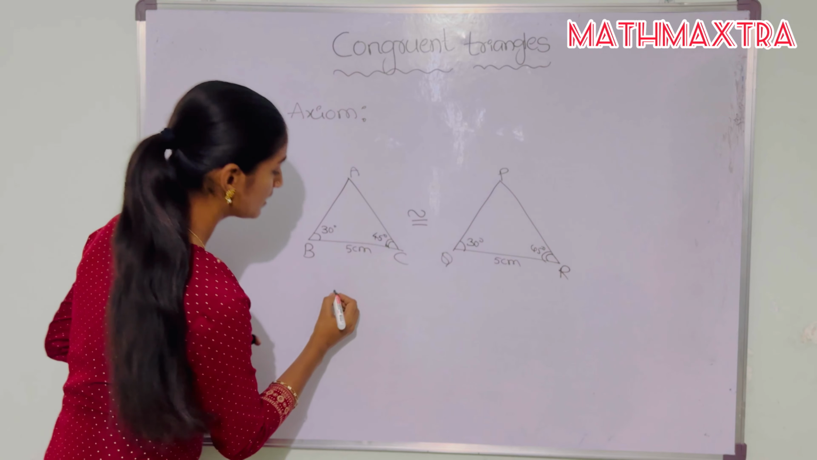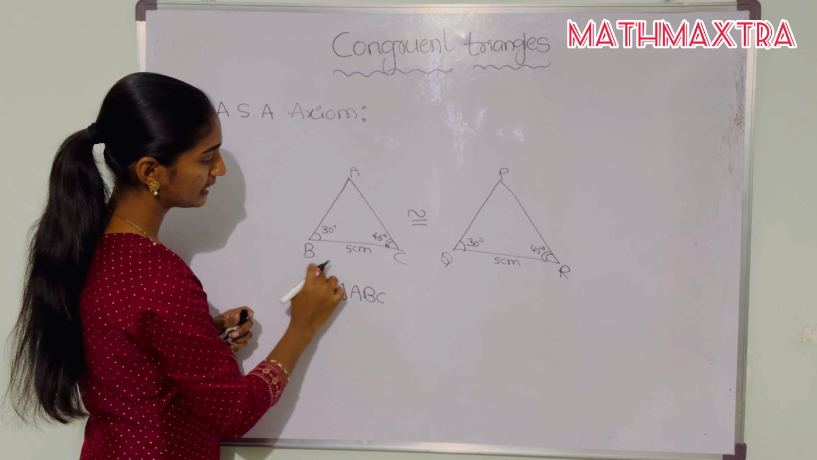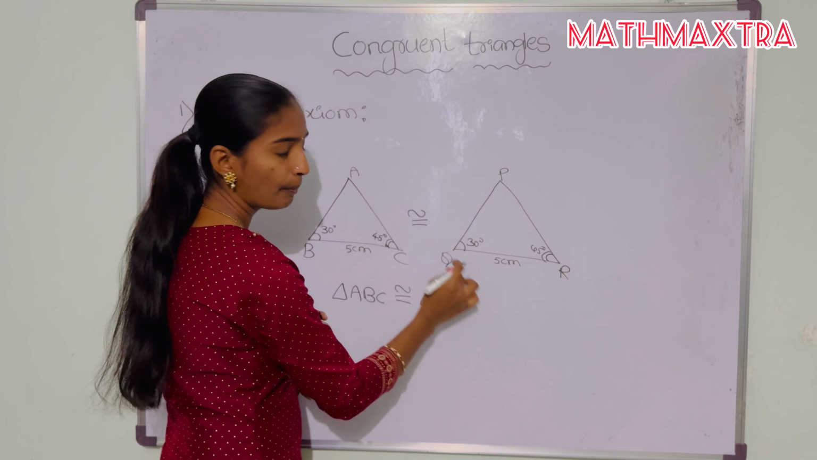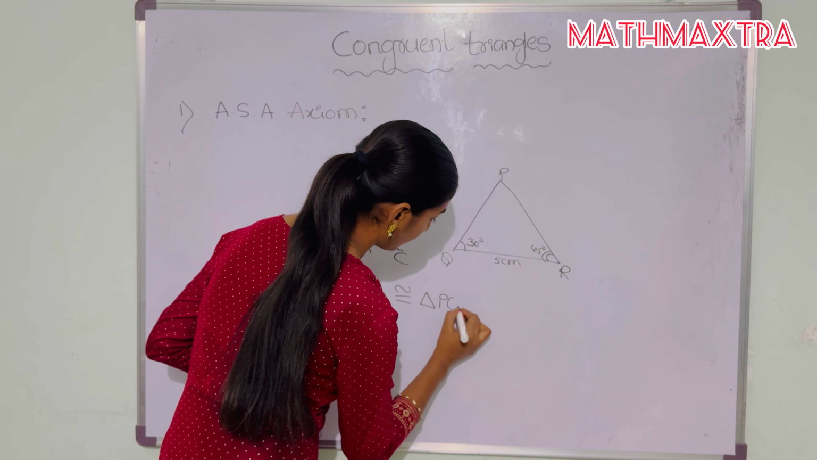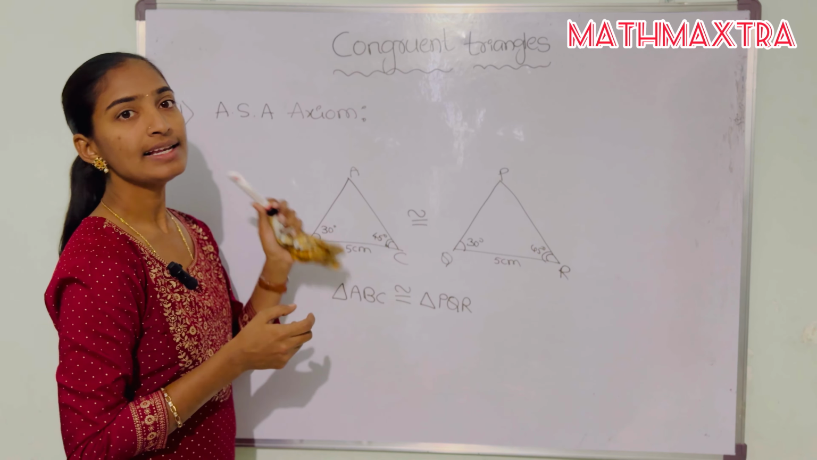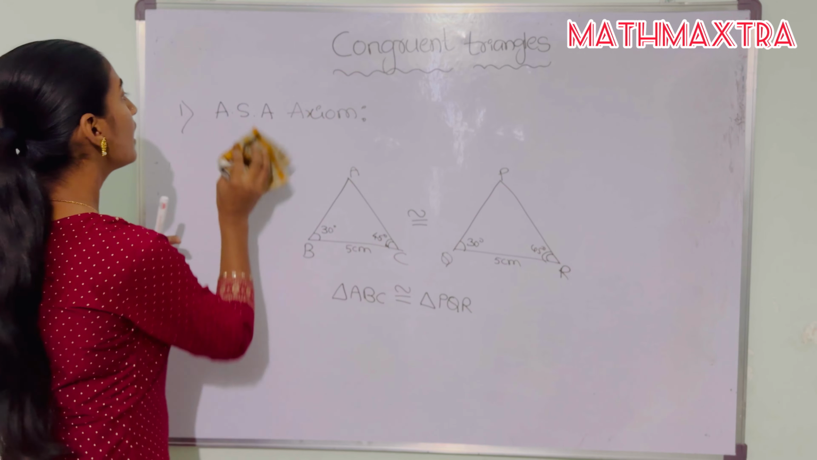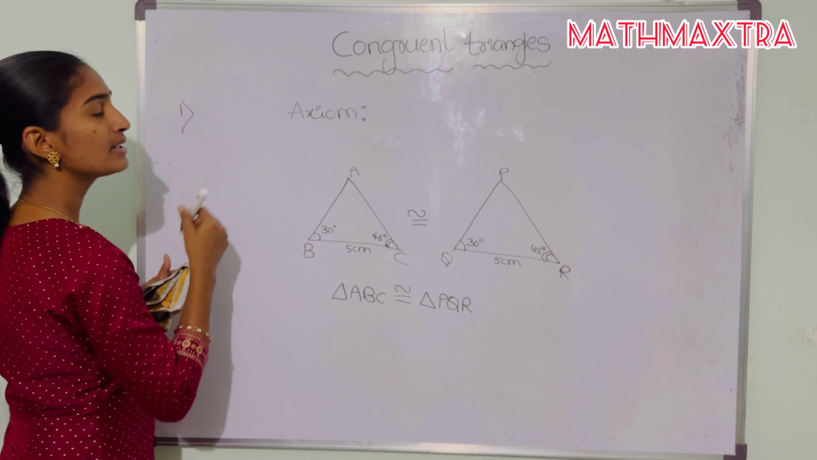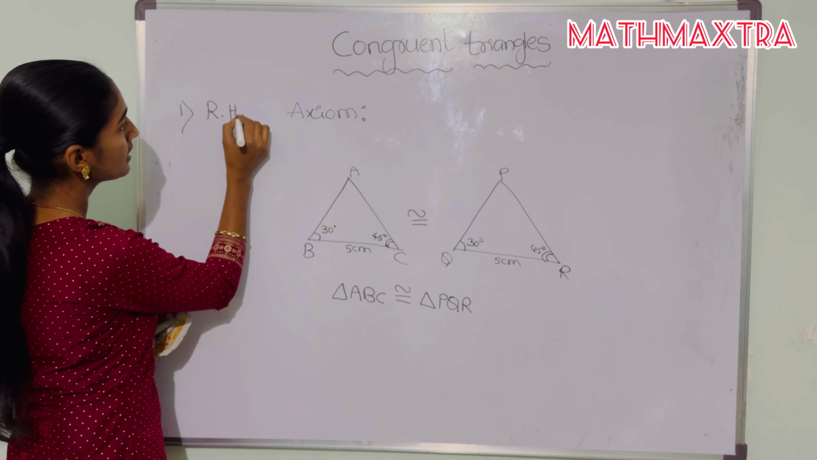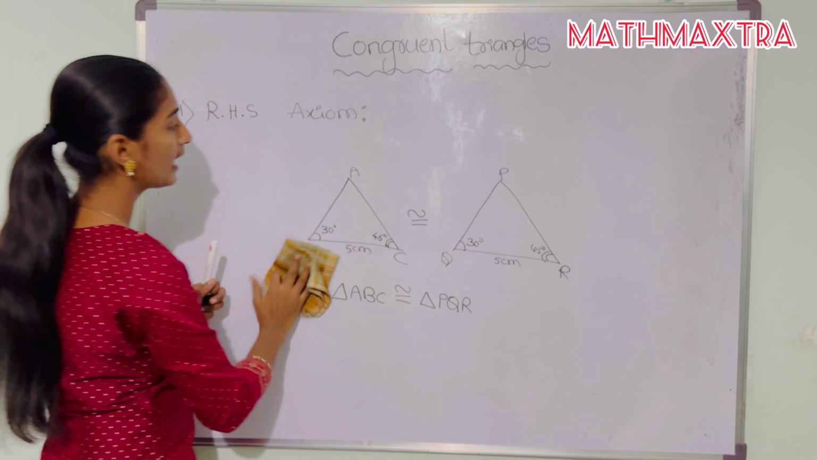Okay, so that is triangle ABC. You check the sequence, ABC is congruent to triangle PQR. Yes, PQR. So this is about the angle side angle axiom. We'll move to the next axiom, that is the right angled hypotenuse side axiom. R for right angled, H for hypotenuse, and S for side. Right angled hypotenuse side axiom.